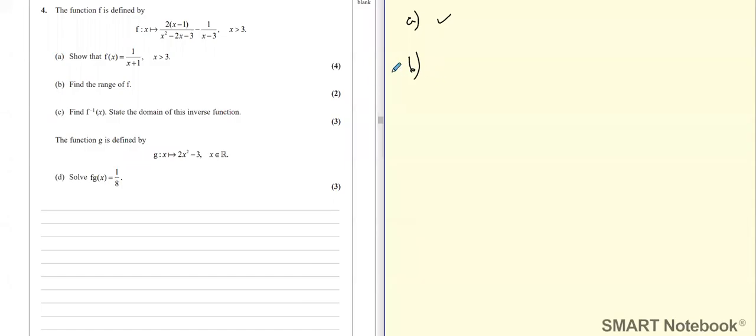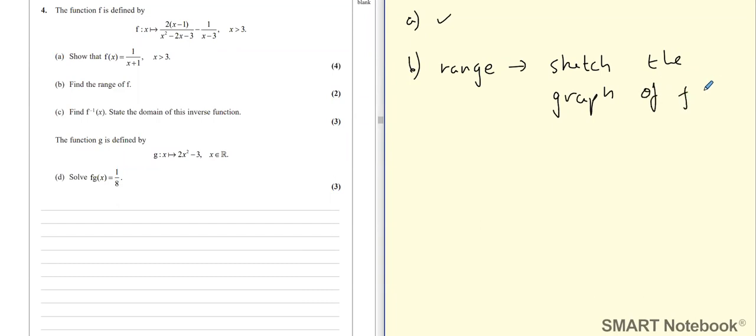So let's have a look at range of f. To work out the range, you sketch the graph. So we need to sketch the graph of f of x. Now f of x equals 1 over x plus 1, and your domain was x is greater than 3.